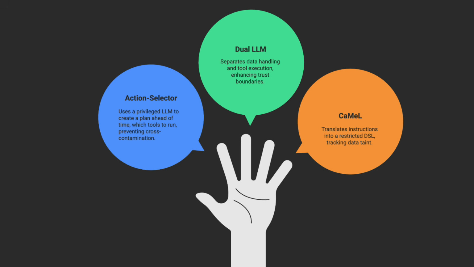The dual LLM approach goes further. The quarantined model sees untrusted data but cannot call tools, while the privileged model calls tools but never sees the untrusted data. CaMeL, a method from DeepMind, translates natural language instructions into a restricted custom DSL and tracks the chain of variables. If a variable is derived from untrusted data, the runtime won't let you use it to send an email. These patterns enforce trust boundaries that LLMs lack.